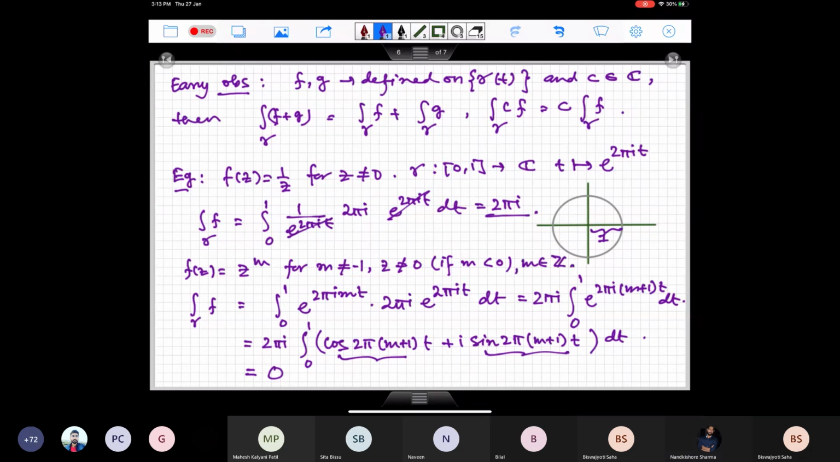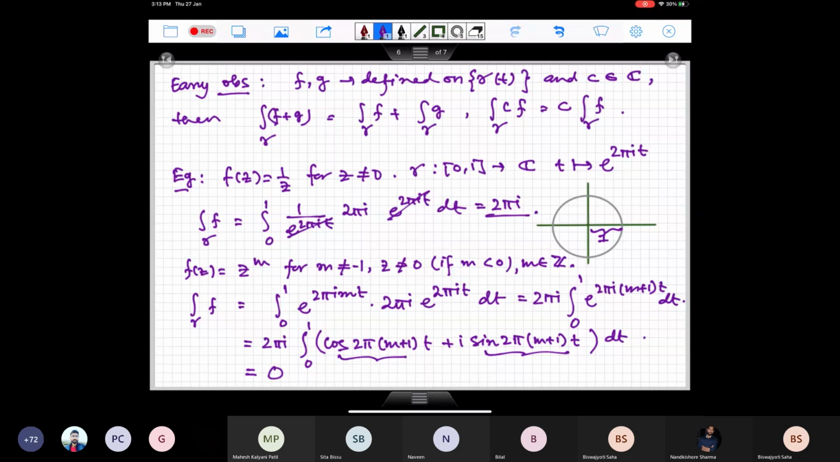Can't we integrate directly, sir? E raised to 2 pi i (m plus 1) t. You can do that. You could have done integration of cos. You could have done integration of sine. But there also you would have got zero only, right?